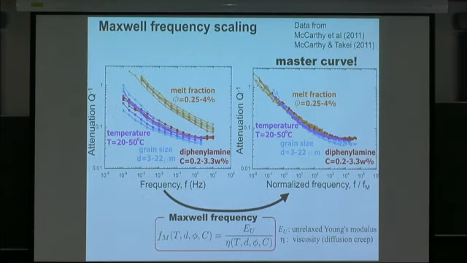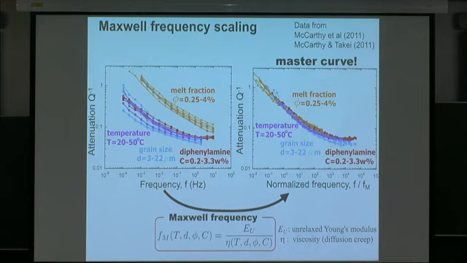Okay, now I will talk about the scaling law for anelasticity obtained from our studies. One of the most important scaling laws for anelasticity is the Maxwell frequency scaling. The Maxwell frequency is defined by the unrelaxed Young's modulus divided by viscosity of the diffusion creep. And this is a characteristic frequency of viscoelastic material below which viscous deformation becomes dominant.